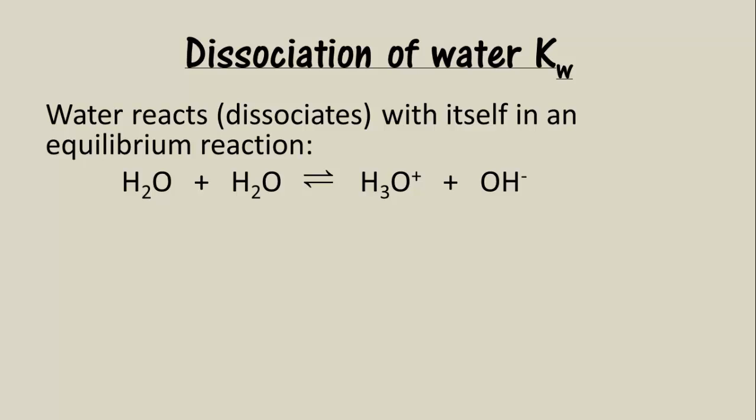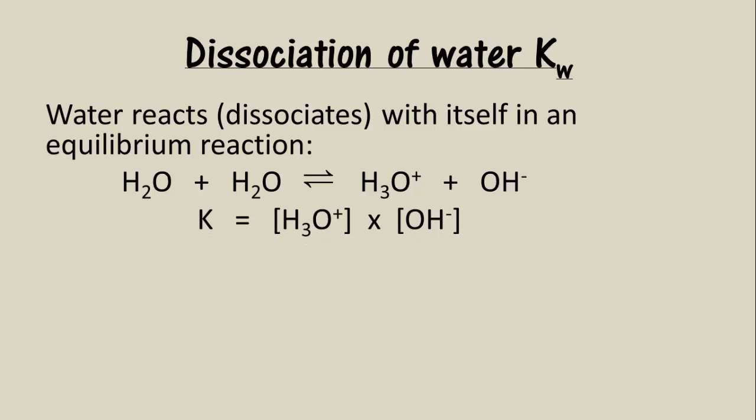Simply put, when water molecules collide with each other, some react in this way. One water molecule acts as an acid and another water molecule acts as a base. This is its amphiprotic nature, transferring a proton from one water molecule onto the other in an acid-base equilibrium reaction. And since this is an equilibrium reaction, we can write an equilibrium expression for it, which would be this.